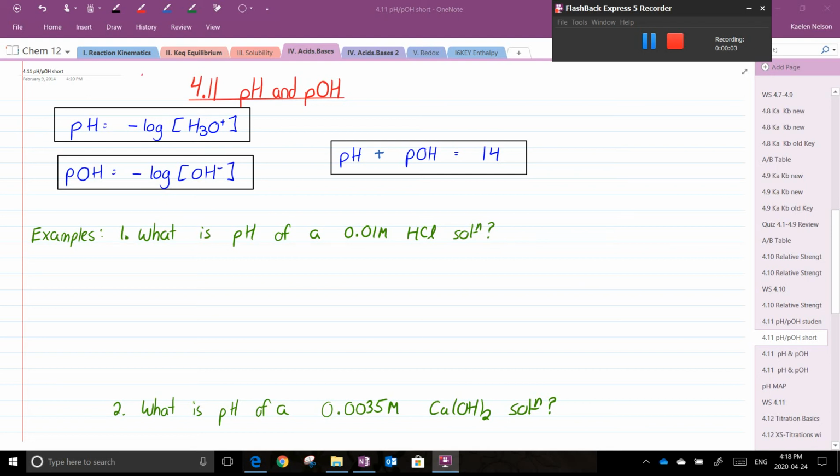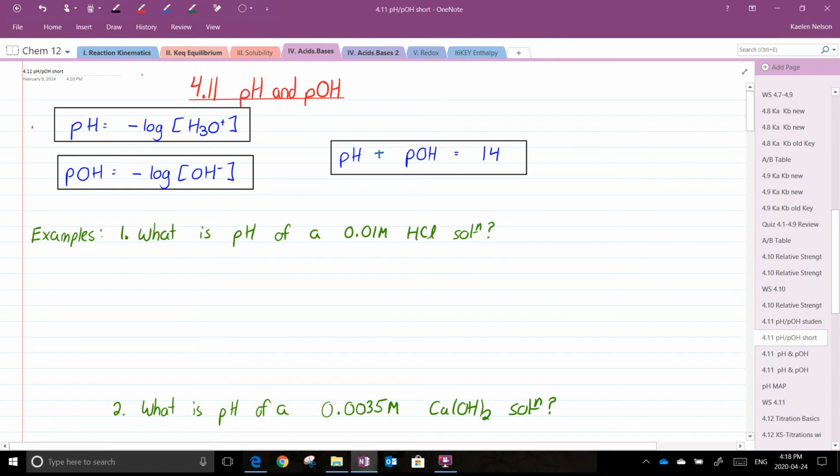This is lesson 4.11, pH and pOH for the Chemistry 12 Acids and Bases unit. We'll start out with three equations that are helpful to us. There is pH equals negative log H3O, pOH equals negative log OH, and pH plus pOH equals 14. There is an explanation of what pOH is coming up later in the notes.